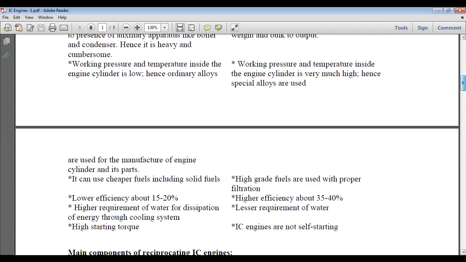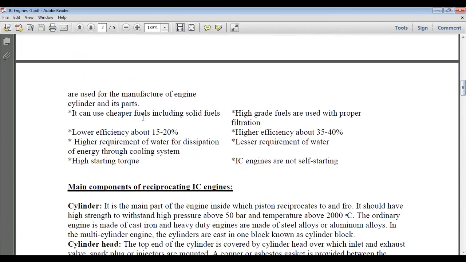And next point is, it can use cheaper fuels, including solid fuels for the external combustion, whereas for the internal, high grade fuels are used with proper filtration. ठीक है, कोई भी बीच में डस्ट पार्टिकल्स वगैरह एंटर नहीं करने चाहिए इंजन में. And next point is low efficiency, in the external case about 15 to 20%, whereas for the internal combustion engine it is high efficiency, about 35 to 40%.